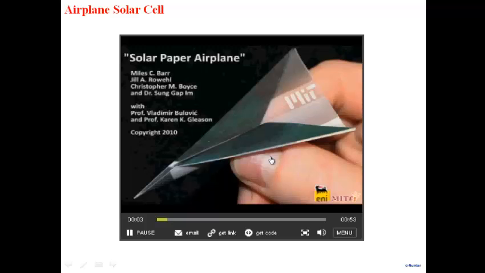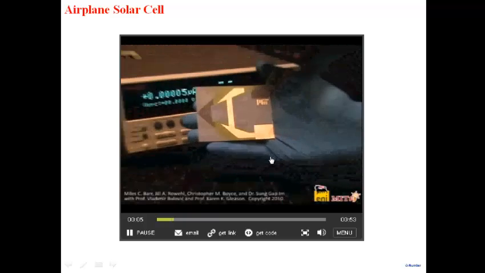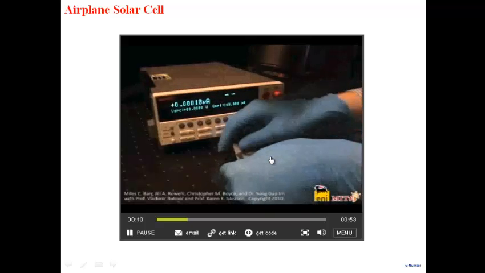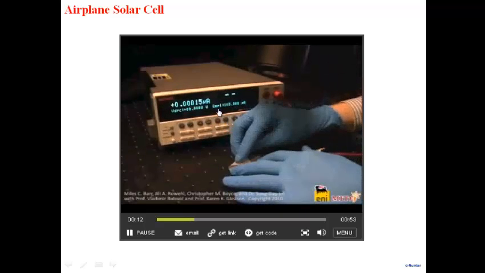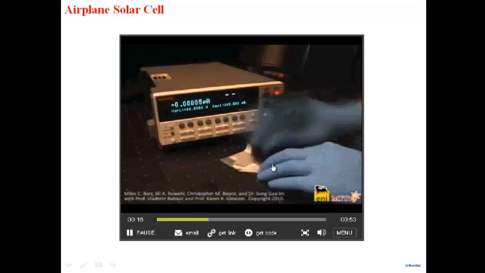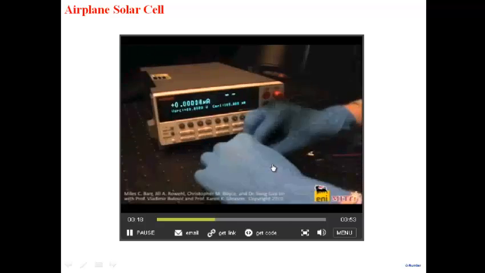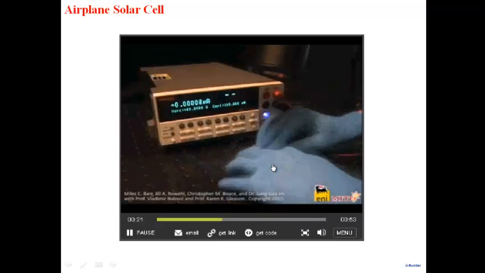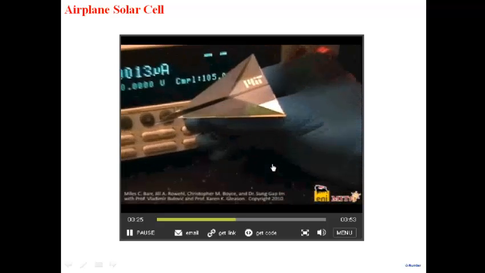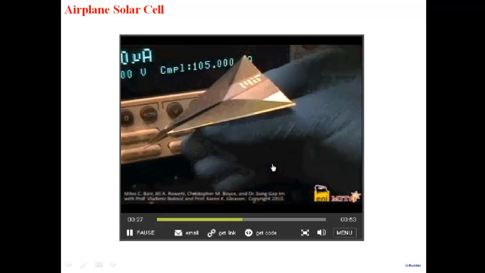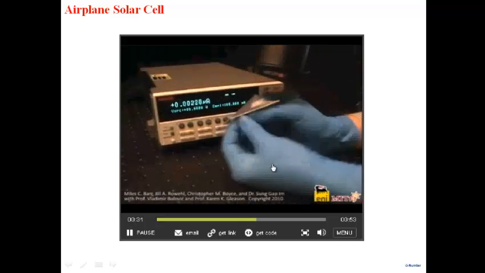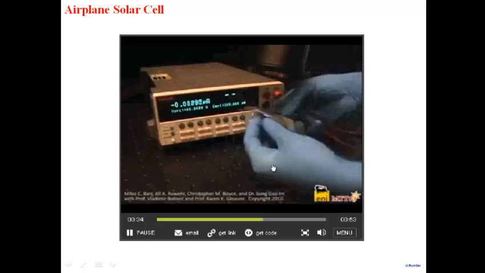Look at this solar cell here, made on a piece of paper. So he has an ammeter here, and he's trying to show. So look, you have a solar cell on paper. You can bend it, fold it, and make an aeroplane out of it, and then he'll connect it and show. There. Right. So paper solar cells. Connect it up.